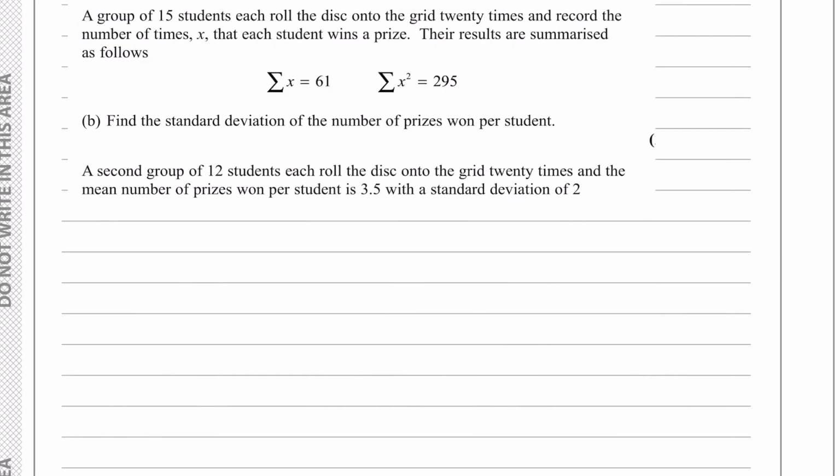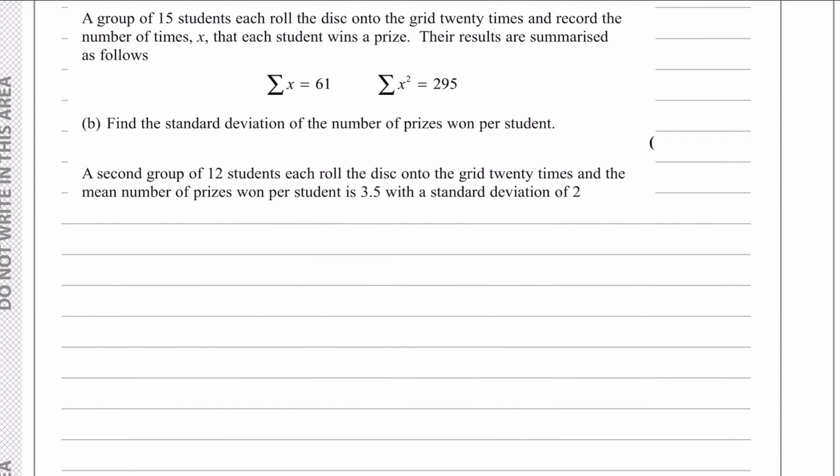Next, a group of 15 students each roll the disc onto the grid 20 times and record the number of times that each student wins a prize. The results are summarized as follows. Find the standard deviation of the number of prizes won per student.